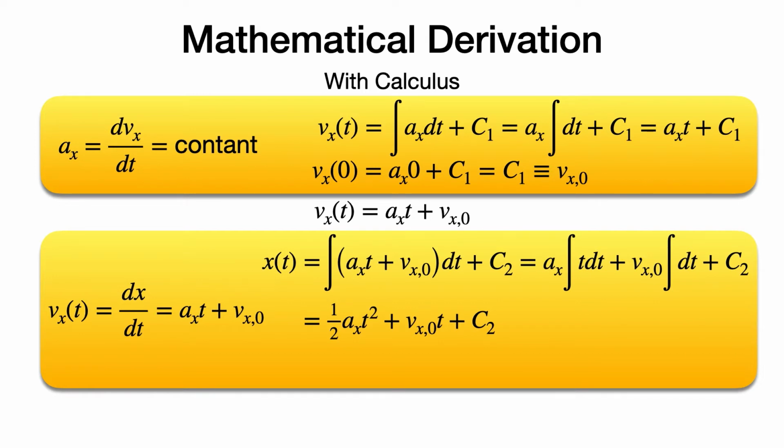The acceleration is just a constant, so it comes out. We have to integrate t dt. The initial velocity is also a constant. It comes out of the integral. And so if we integrate t dt, we get 1/2 t squared. Integrate dt, we just get t. And so we wind up with the displayed equation for position as a function of time.